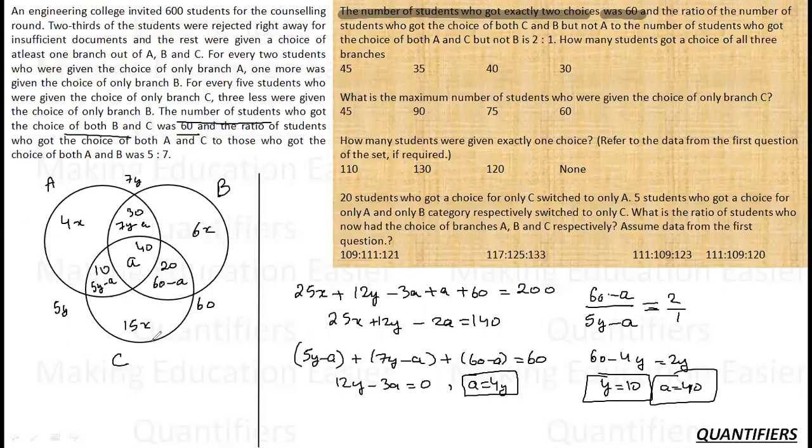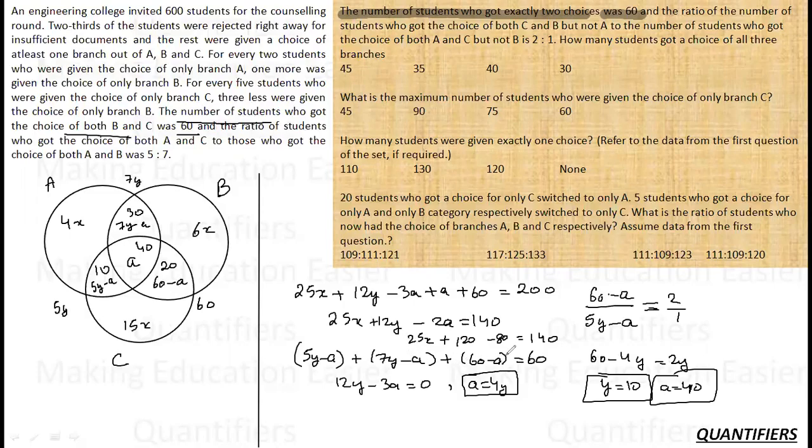Okay. And what will be x? 25x plus 12y. What is y? y is 10. 120 minus 2a, minus 80, is equal to 140.